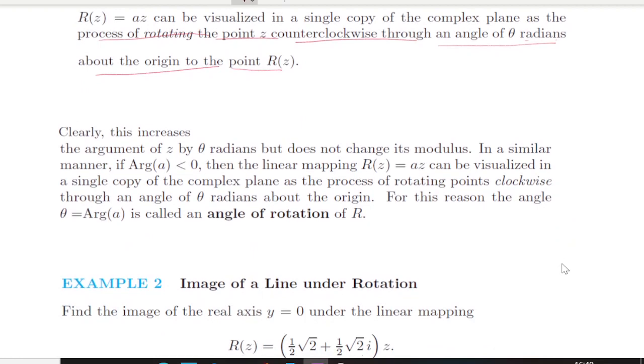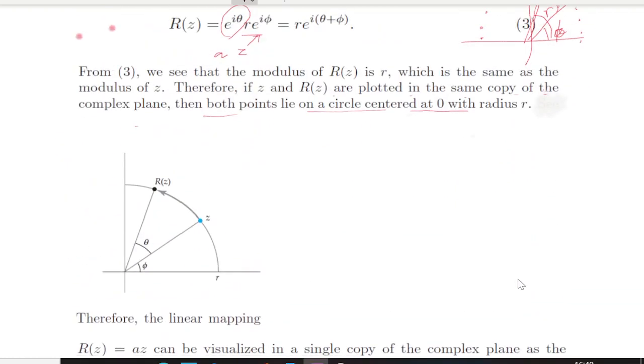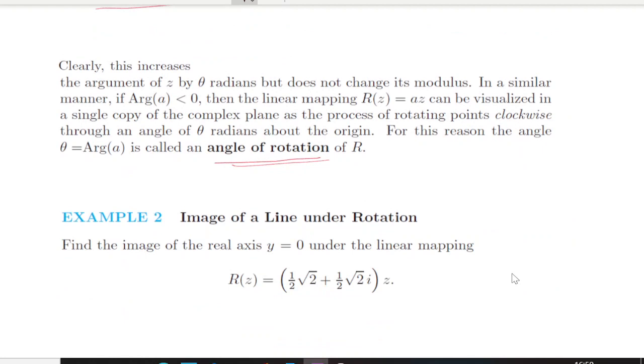Now this theta, which we have added, is called the angle of rotation. See, theta was the difference, right? Previously the point was z, and now it has moved to R of z. So this much difference is coming. The difference is theta, and this theta is called the angle of rotation.